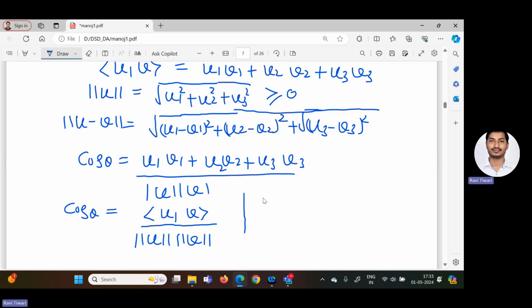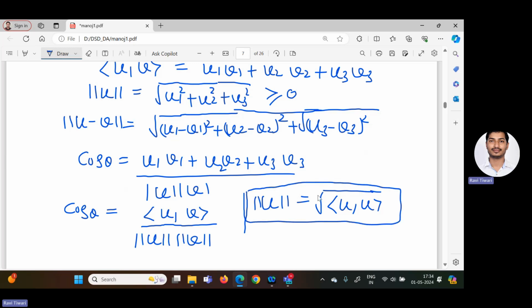And also norm of U we can define as under root of inner product of U comma U. This is also an important result. How are we getting this? If you observe, norm U is under root of U1 square plus U2 square plus U3 square. So we are just taking the inner product of U with U, then you will get U1 square plus U2 square plus U3 square. And because we have the under root, norm of U is the under root of inner product of U comma U. If you square it, you will get norm of U whole square equal to inner product of U with U.